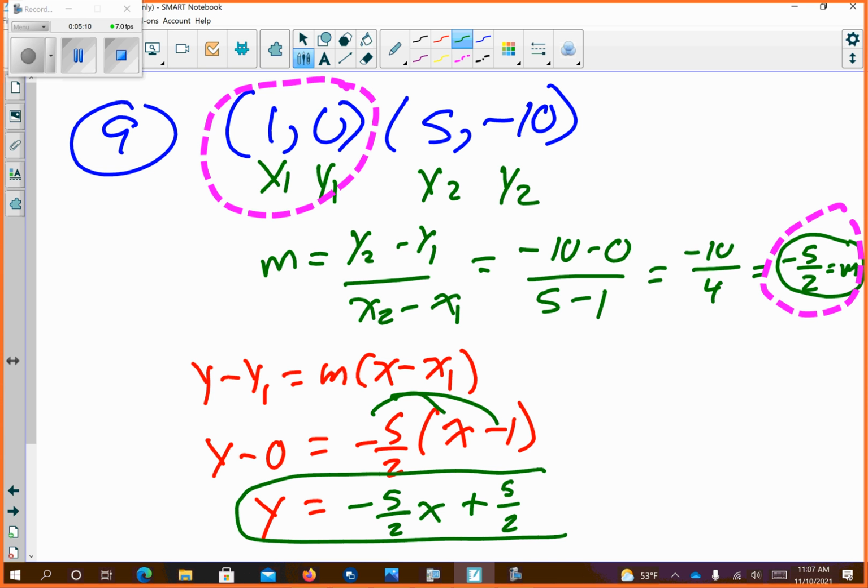So this one might not be so fun to graph because you have a y-intercept of 5 halves, which is 2.5, and then try and do a slope off that. So I probably wouldn't give you one of those to graph on a test or quiz.